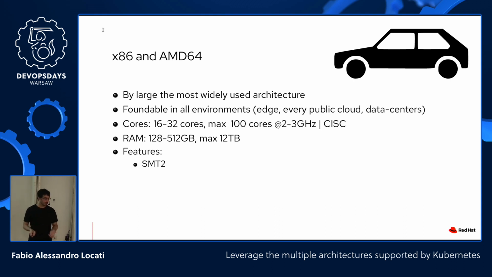Feature-wise, it's interesting to see the fact that x86 supports SMT2, which means that you can run 2 different threads on the same core. The hardware is the same, but due to how scheduling works and the fact that the majority of functions do not use all the chips in the core, the scheduler can run 2 different operations at the same time on the same hardware.